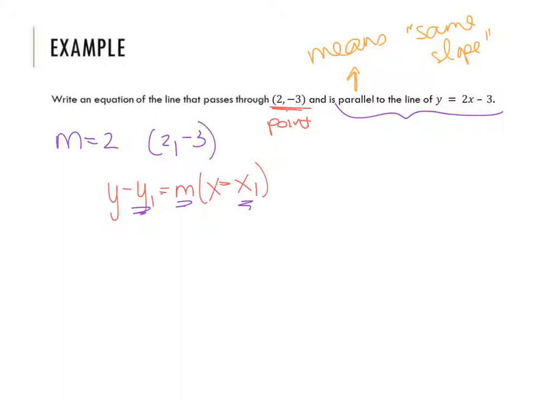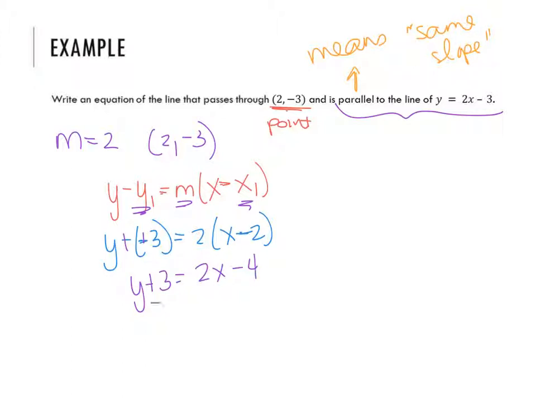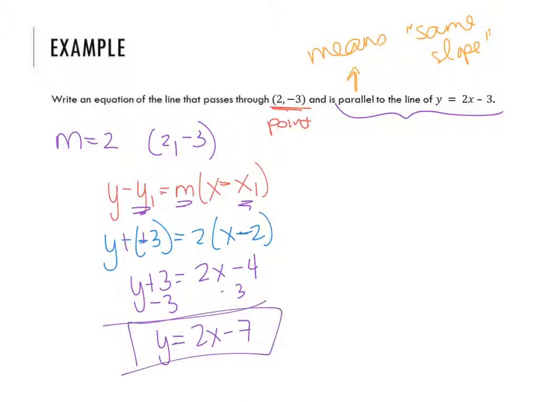Those values get replaced. So this is going to look like y minus a negative 3 equals 2 times x minus 2. And then I'm going to rearrange this to be in slope-intercept form. So it's going to be y plus 3 equals 2x minus 4. And subtract 3, y equals 2x minus 7. If you're much more of a slope-intercept person to start with, why don't you try it out and make sure you get the same answer.